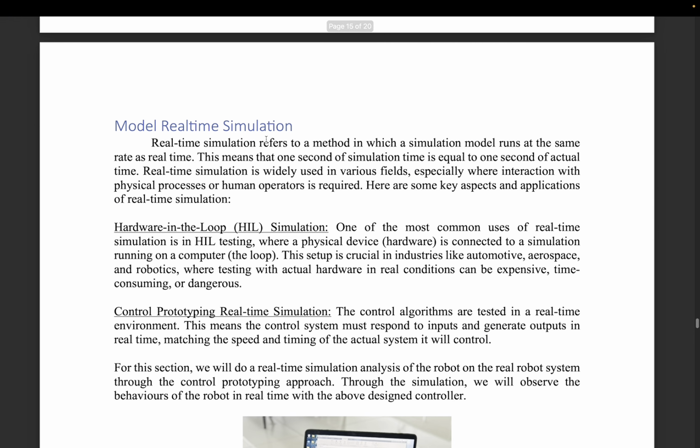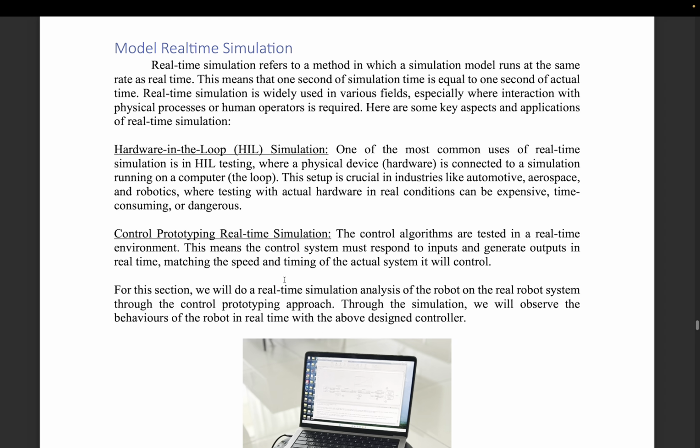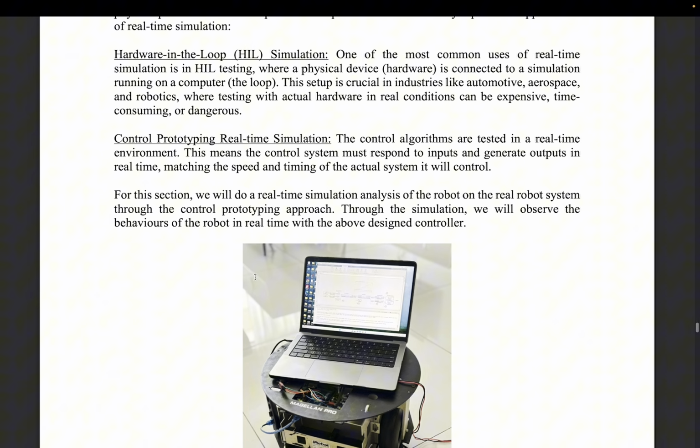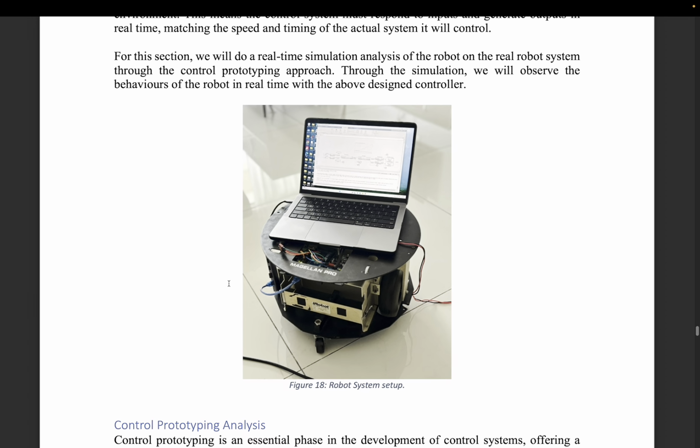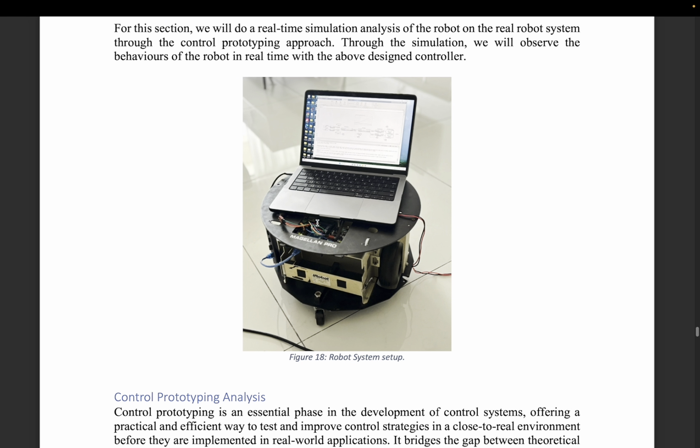However, when we went to real-time simulation, we have two different types: hardware-in-the-loop simulation and control prototyping simulation. But with hardware-in-the-loop, it still doesn't give us the best accuracy. So we try to go for control prototyping, which would give us a more realistic simulation. This is how the setup was: the robot, and we're using Arduino as the controller for the entire robot, which helps us pick the inputs and also control the actuators of the entire robot. This is just a laptop, which helps to do the software simulation and also visualize the journey moved by the robot.